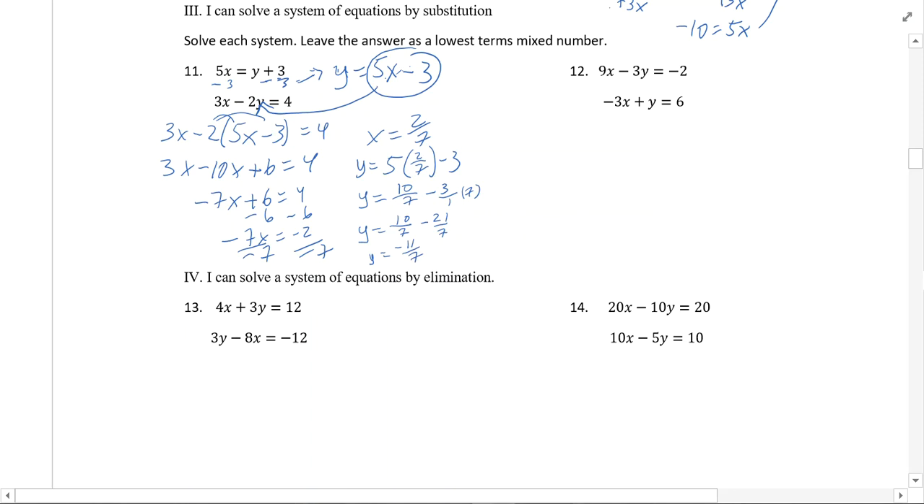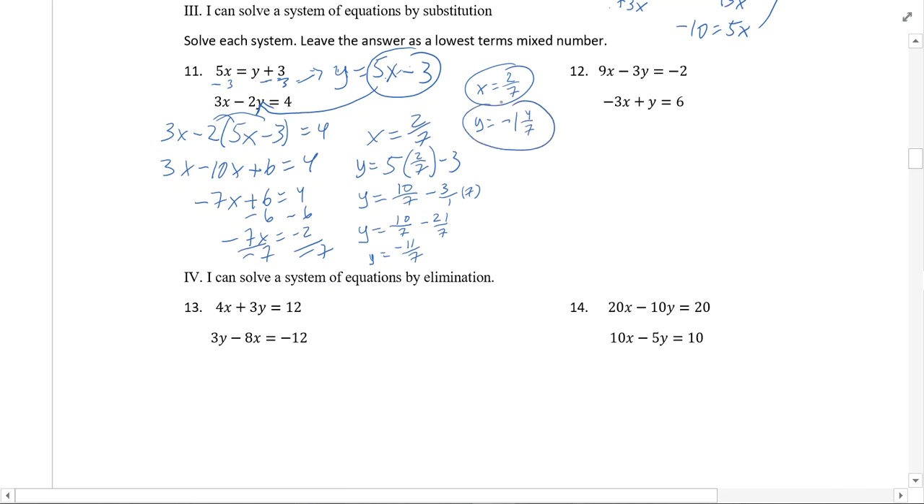But then my answer says, leave answers in lowest terms mixed number. Okay, well, x equals 2/7 is already in lowest terms, so I'm just going to write it again. X equals 2/7. I'm going to put a circle around it because that's my answer. But the y I need to change into a mixed number. So I get y equals -1 4/7.